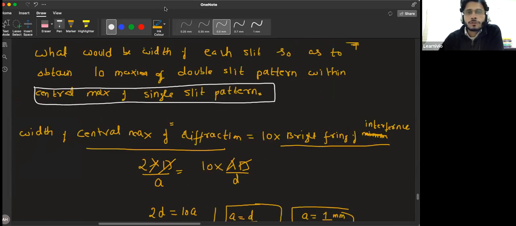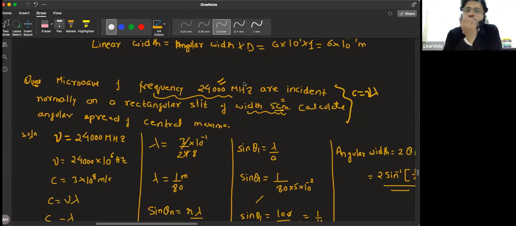So we can say interference takes place only in single slit, whilst diffraction takes place in both single as well as double slit. No, interference takes place in double slit. Diffraction takes place in single slit.